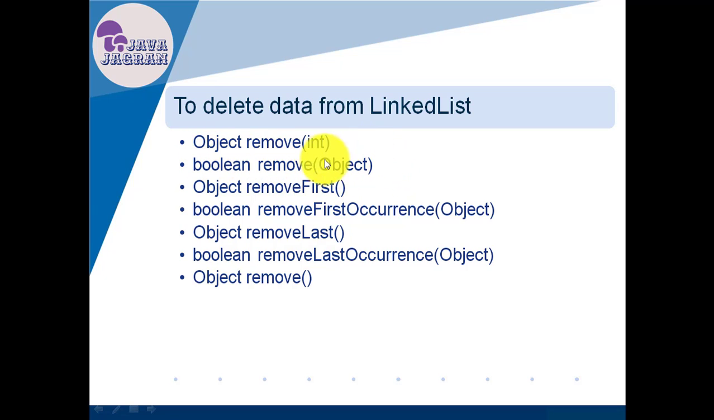If it's not able to remove, in the sense that the object is not available in the list, or somehow it's pointing to some other variable, simply remember that the object is not available in the list. In that case it will return false. So this is how remove with the object parameter works.